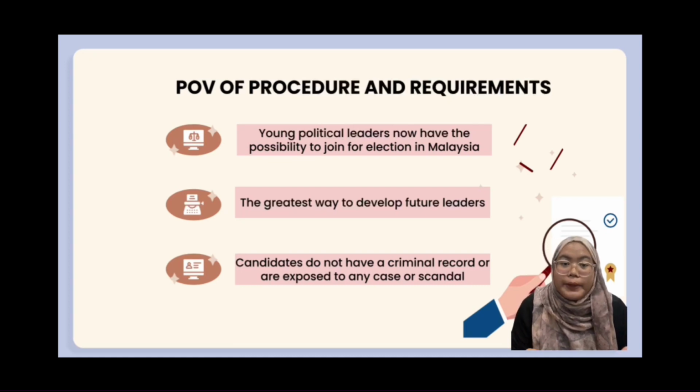We move to the procedure and requirement. So in our opinion, the young generation today is more and more interested in entering the political world in Malaysia due to the openness of the requirements to be an election candidate. So therefore, young political leaders now have the possibility to join elections in Malaysia, and the space given has seen more young people who are active in being good leaders and making good decisions about the future of the country.